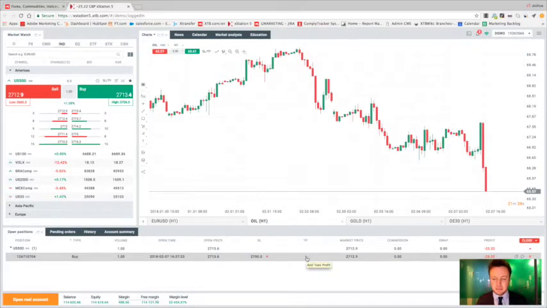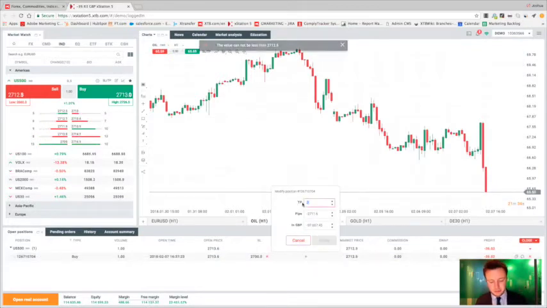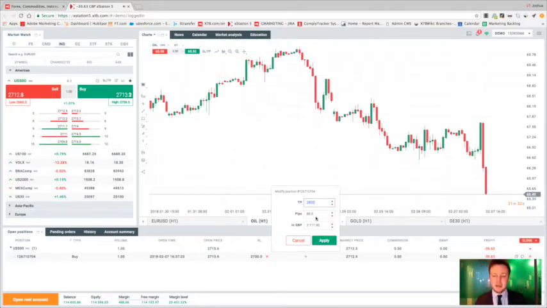You can also do a take profit in the same fashion. If you click on take profit here, and let's say we want 2,800, that would be a gain of 86.4 pips or £3,111. Again, click here.